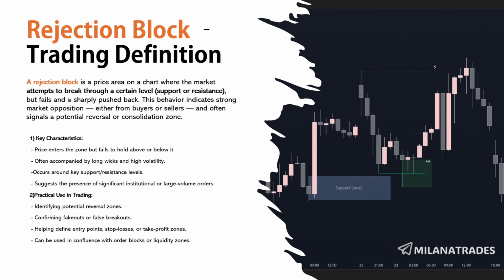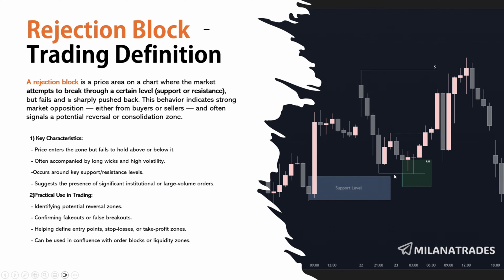So, what is a rejection block exactly? It's a price zone where the market tries to break through key levels, like support or resistance, but fails and is sharply pushed back. This type of price behavior usually comes with long wicks and high volatility, and it often signals institutional presence and a potential reversal or consolidation zone.